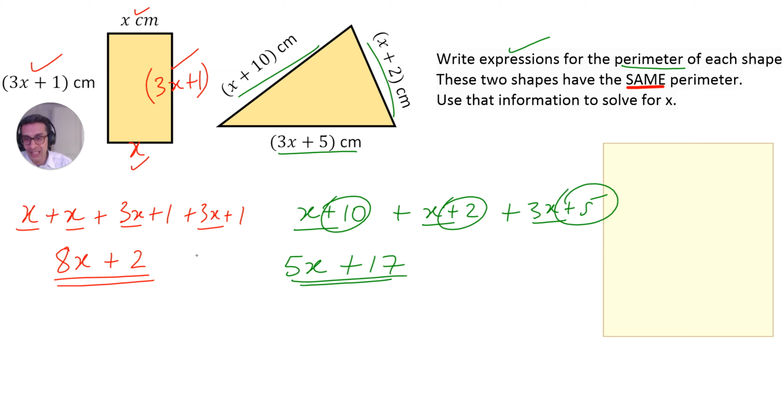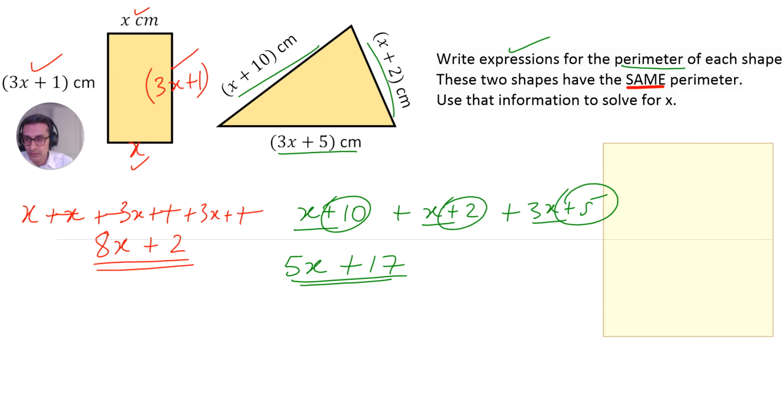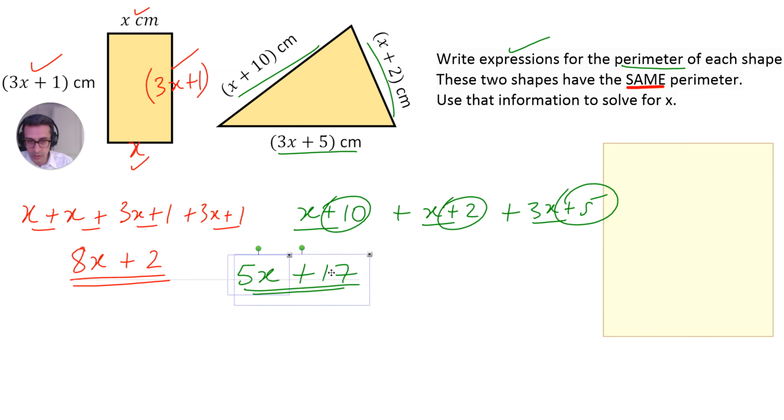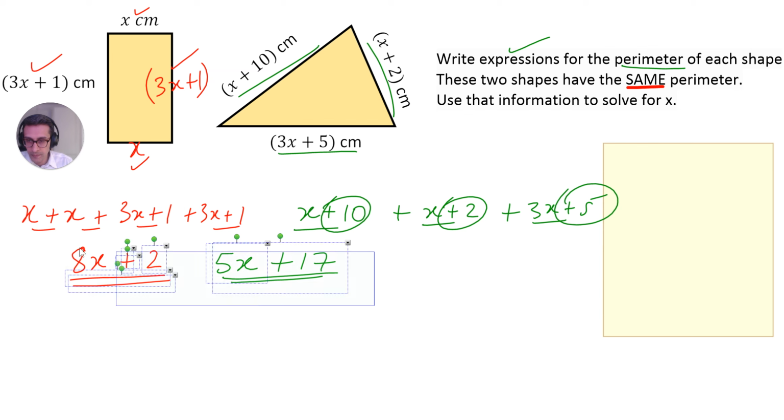Now it says we've written the expression for the perimeter of each shape, and then we're told that they're equal to each other, the same, so we can actually just add an equal sign in the middle. Yeah, they are equal. This is now an equation that we can solve. So let's just bring it together. And then solve that. So if you bring it a bit closer.